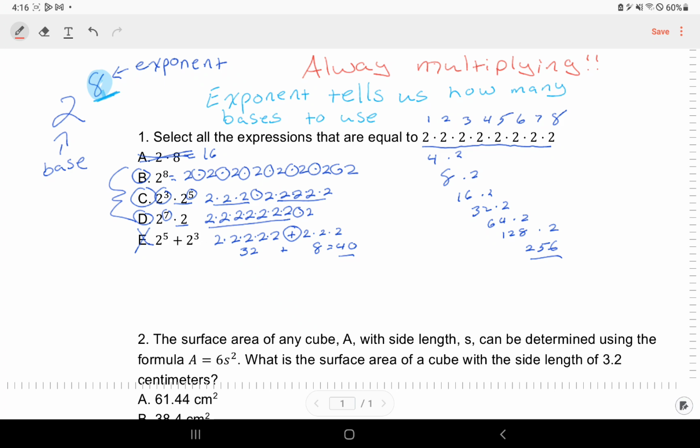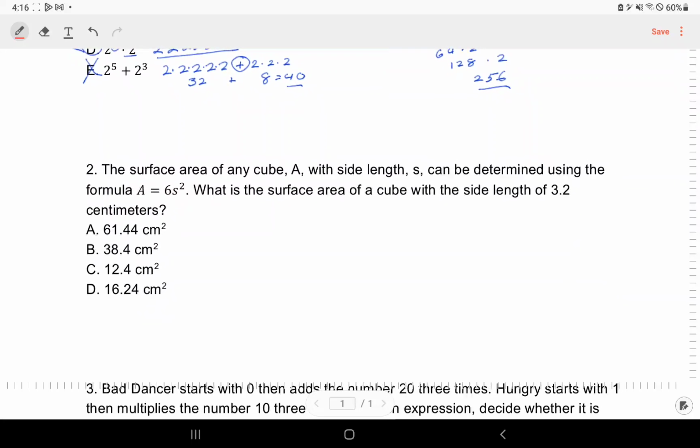Okay? So now if we take a look at question 2. So the surface area of any cube, A, with side length S, can be determined using the formula A equals 6 times S squared. So it's a very confusing statement.